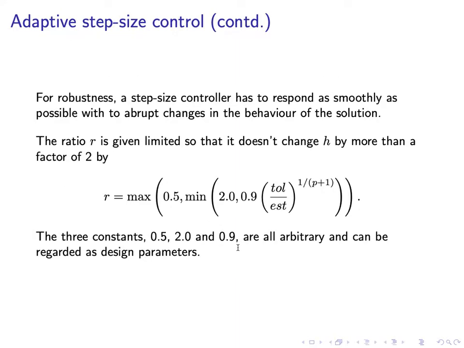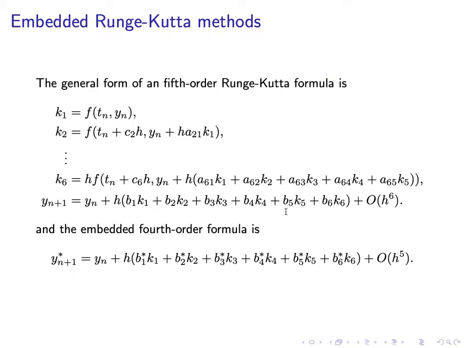Okay, so we have everything we need apart from this estimate of the error, this EST value here, and we estimate the error using the difference between an order p solution and an order p plus 1 solution, and this gives rise to what we call embedded Runge-Kutta methods. Now, embedded Runge-Kutta methods are a single method which have an order p and an order p plus 1 solution built in. So for example, if we had a general form of a fifth order method, a fifth order method requires 6 stages. Okay, so that's the general form.